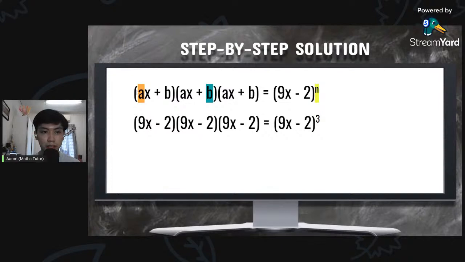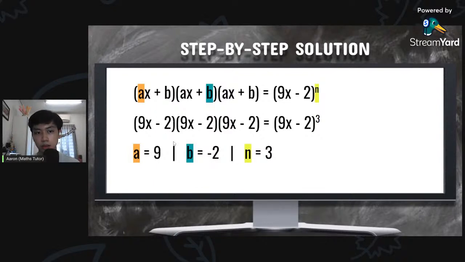And then you see, we match. So A is what? How much? A is 9. Okay? And then B is not 2, but negative 2. So B will be negative 2. If here is positive, then you take just positive 2. But there's a negative, you need to include the negative in. Alright? So, kita dapat A adalah 9, B negative 2, then N is 3. Okay? So this is how we identify the coefficients A, B, and N.